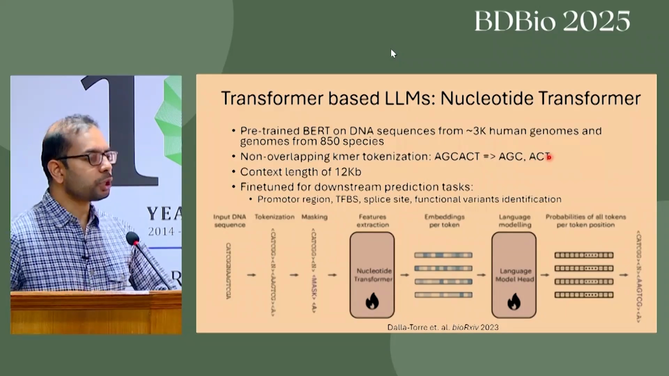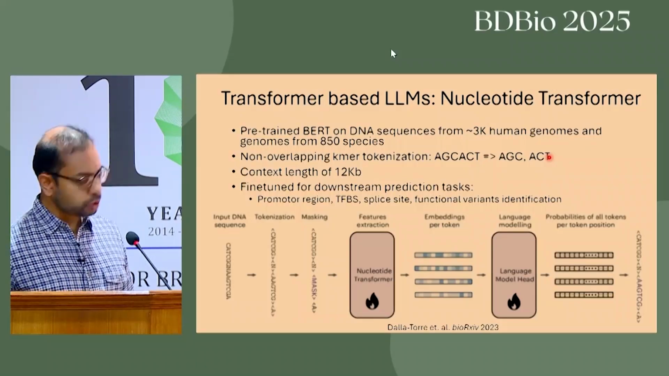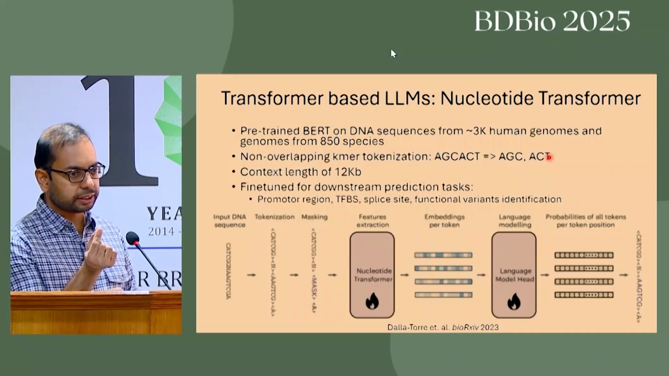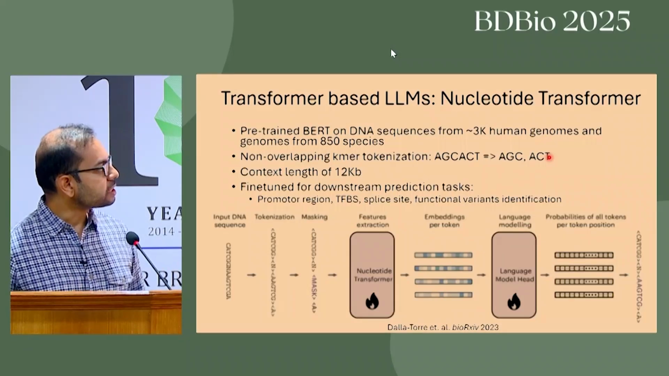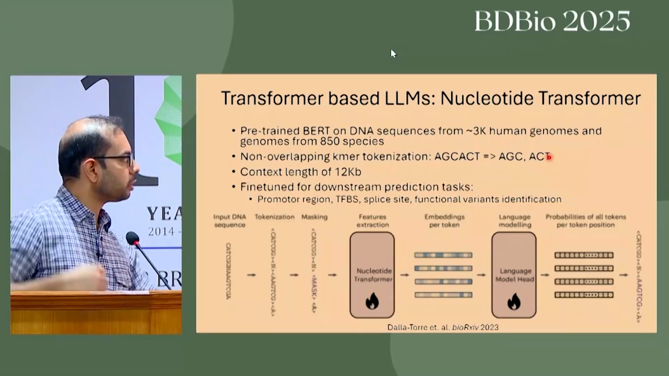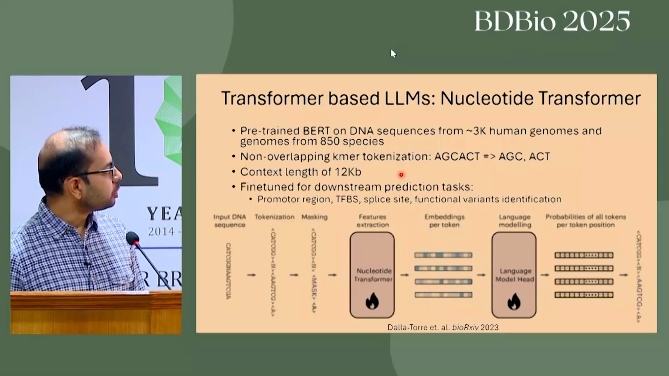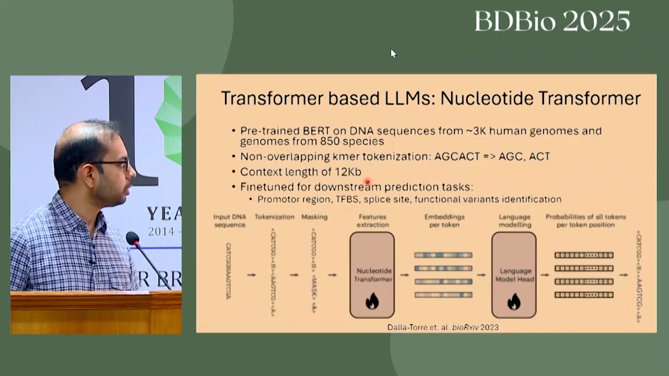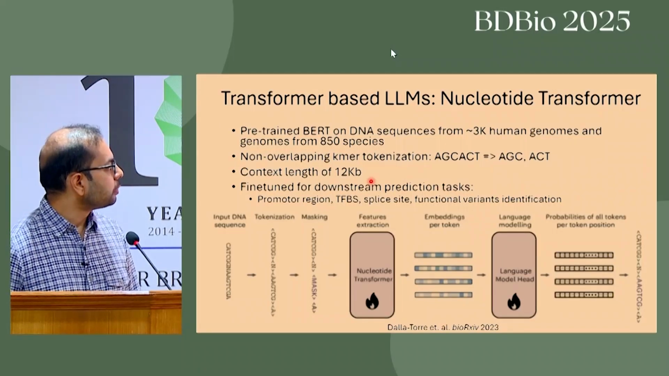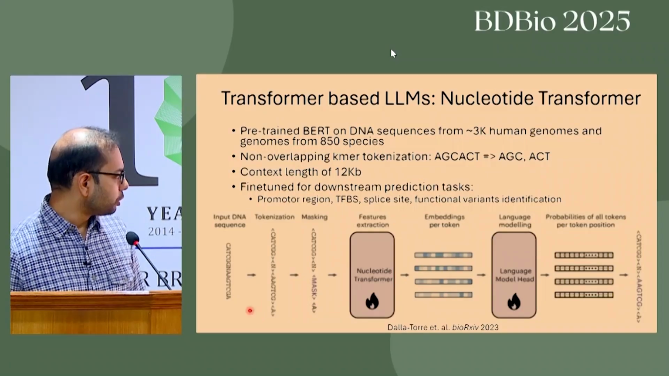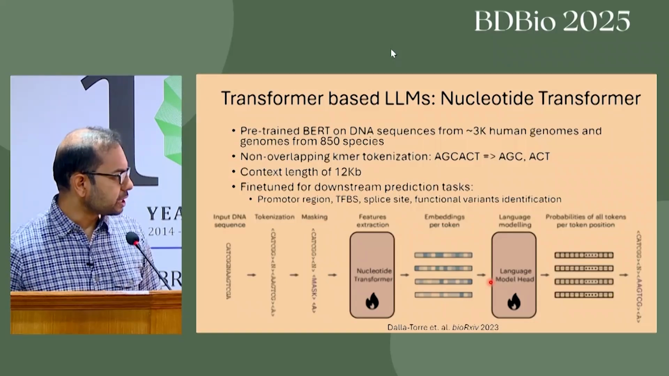This allows you to have a longer context, because as you can imagine in the previous one, each token only covers one additional DNA letter. In this case, each token is covering 3 additional DNA letters. So it allows you to have a longer context window. And using that, they were able to increase the context length to 12 kilobases. And this has been fine-tuned for various prediction tasks. I don't need to go into the details. It's basically the same process.